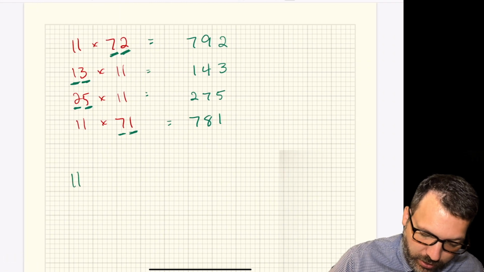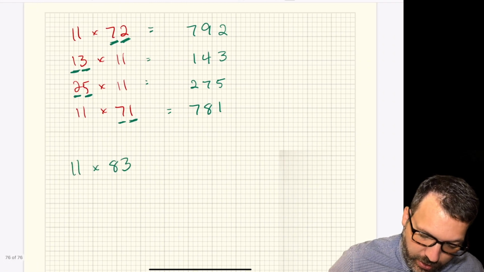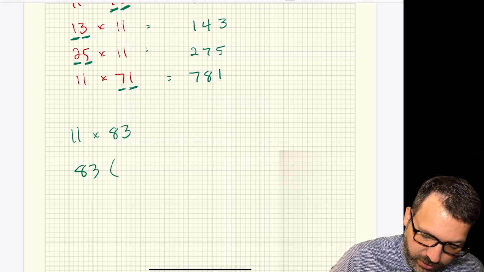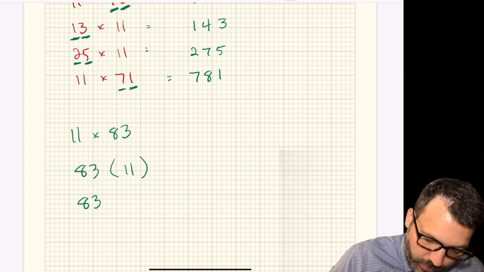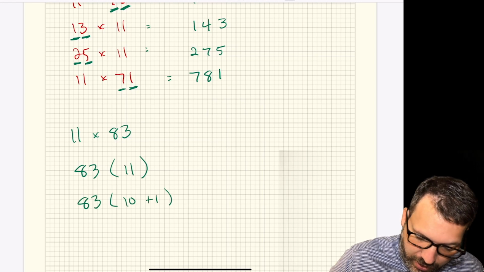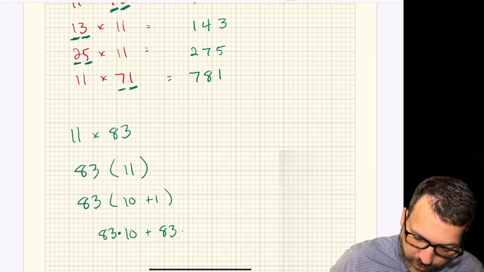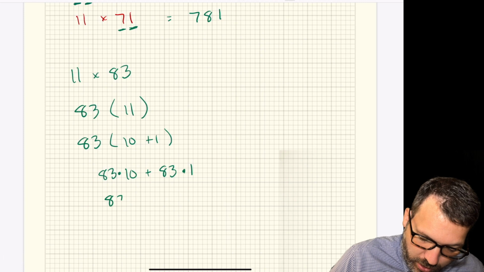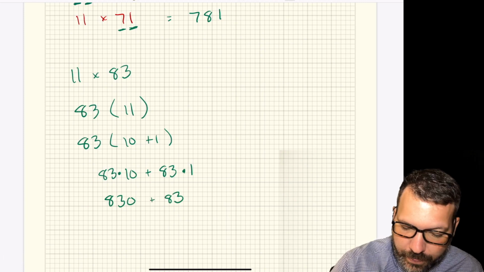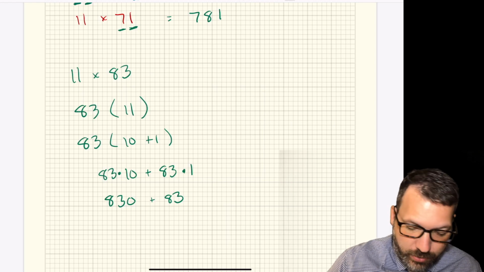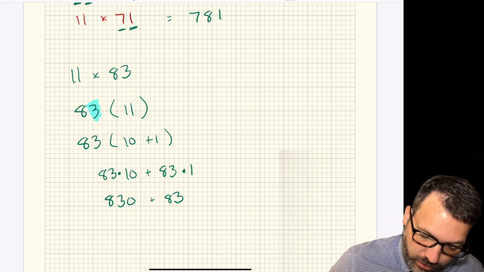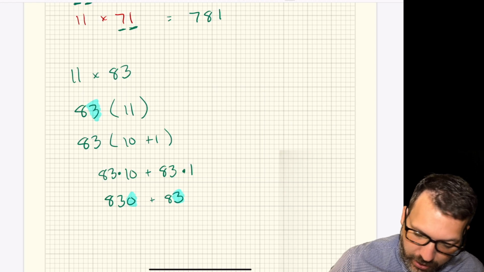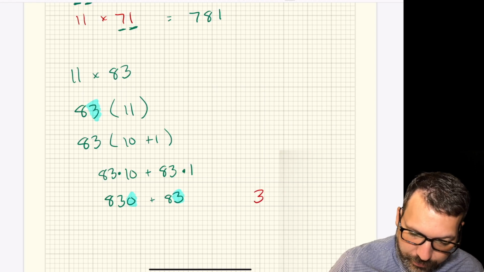Let's consider 11 times 83. Now again, if you just think of it in terms of your distribution, this is going to be 83 times a 10 plus a 1. So again, that's 83 times 10 plus 83 times 1, or 830 plus 83. Now some things will be the same here. My ones digit still ends up getting carried all the way to the end, and I just get that 3 out there.